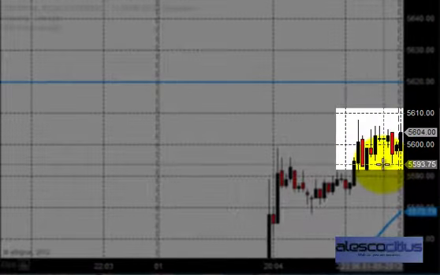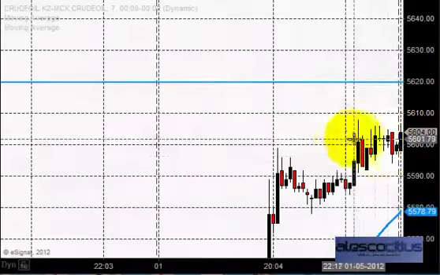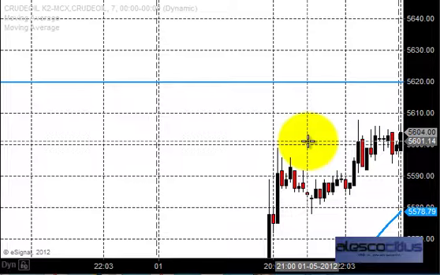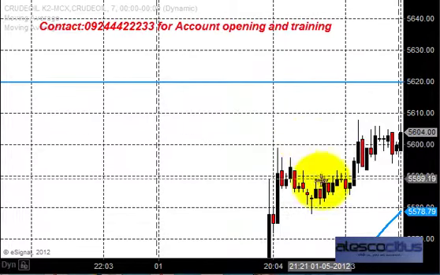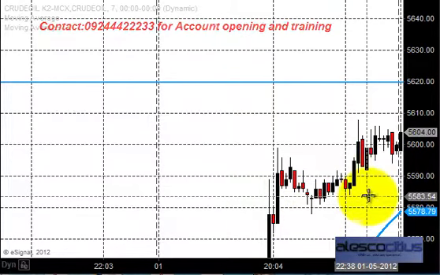Yesterday, crude market opened around 5,600. This is the zone where the market opened yesterday. And we expected some buying to continue in crude market. So we expected the trend to continue in crude oil trading yesterday. Let us see what happened after yesterday.